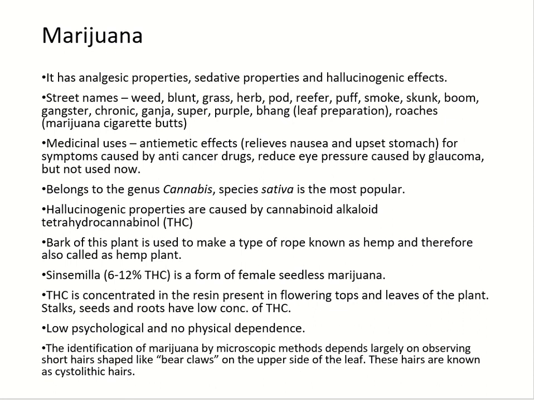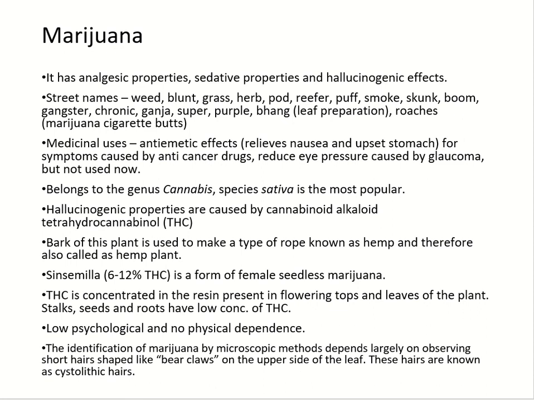Sinsemilla is a form of female seedless marijuana which contains 6 to 12% of THC. THC is concentrated in the resin present in the flowering tops and leaves of the plant. The stalks, seeds, and roots of the plant have low concentrations of THC. It has low psychological and no physical dependence.